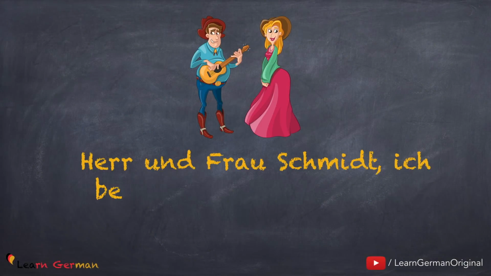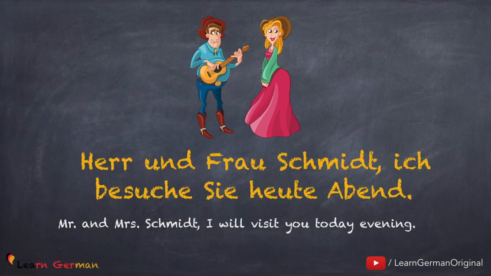Here is an example for Sie in accusative. Herr und Frau Schmidt, ich besuche Sie heute Abend. Since ich is the nominative Subjekt, Sie is the object in accusative. If you want to revise the accusative case, you can watch our video on the same. The link is given below in the description.